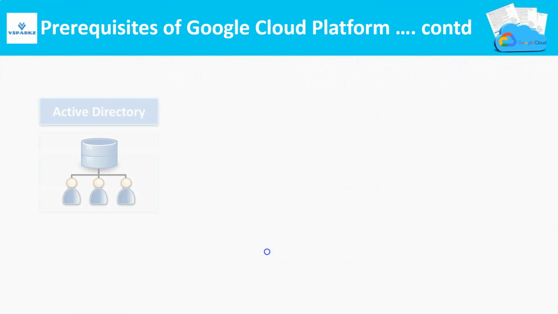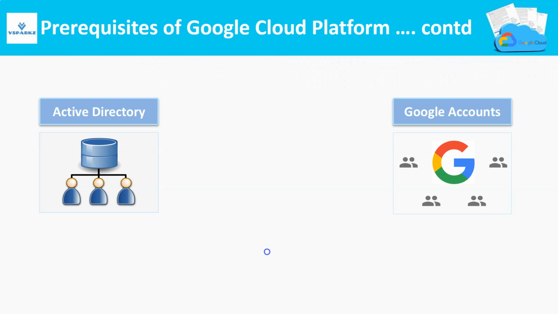The next item we should know is Active Directory. We should know how groups and users are managed in an Active Directory with the required permissions. Next, we should know Google accounts as well. You should know the difference between individual user accounts and organizational accounts. These accounts are needed in order to access Google Cloud itself. Not only Google Cloud, you can also access other products of Google.